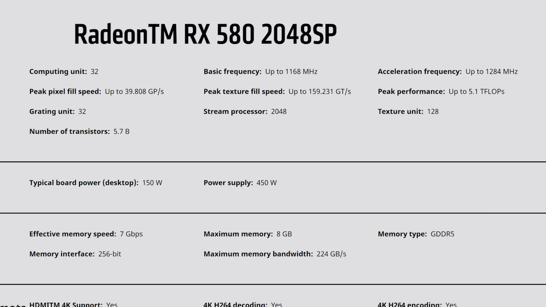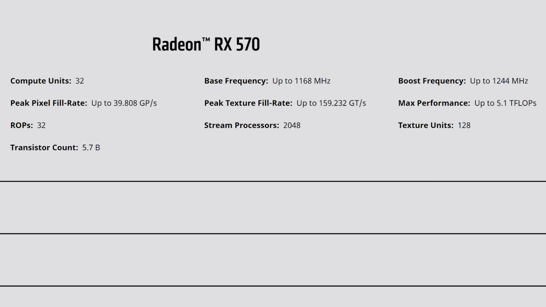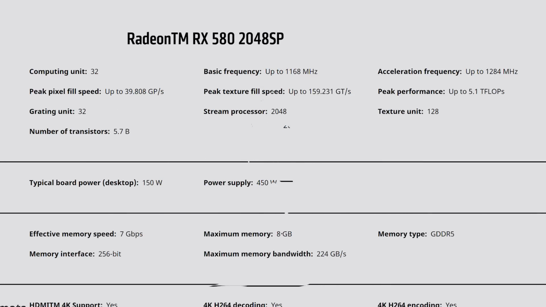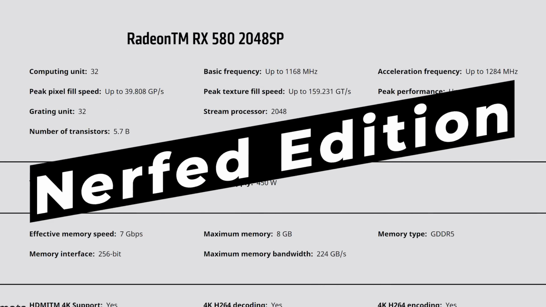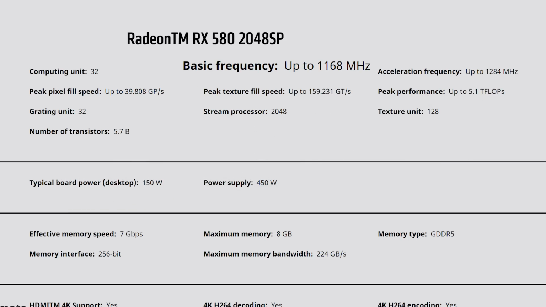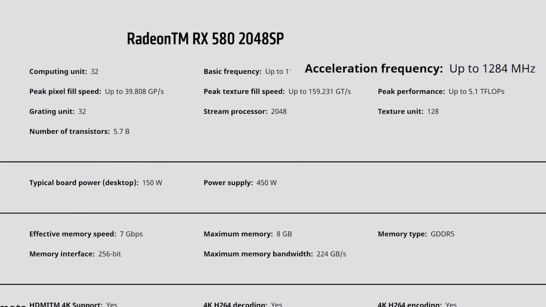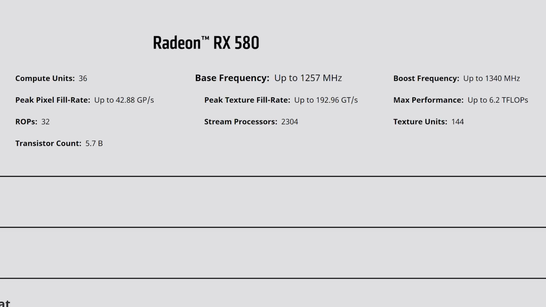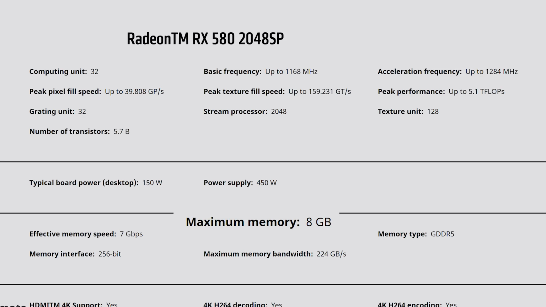And if you know your AMD specs, that's exactly what's in the RX 570. Oh, and the nerfing process doesn't stop there. While still higher than the RX 570, the 580, I'll call it nerfed edition, has a base clock of 1168MHz and a boost of 1284. Compare that to the original 1257MHz base and 1340MHz boost. It still has 8GB of GDDR5 memory, but this is clearly a heavily stripped down RX 580.